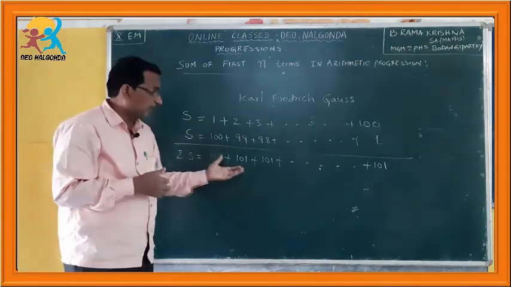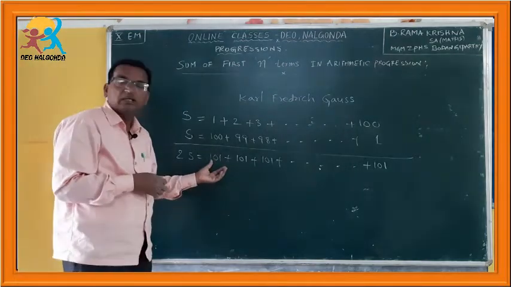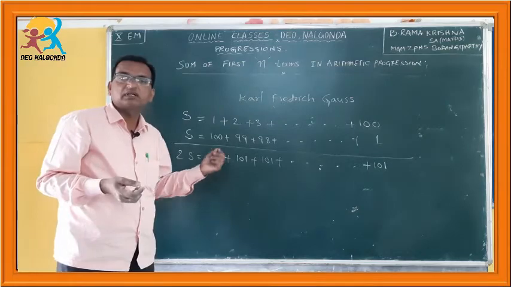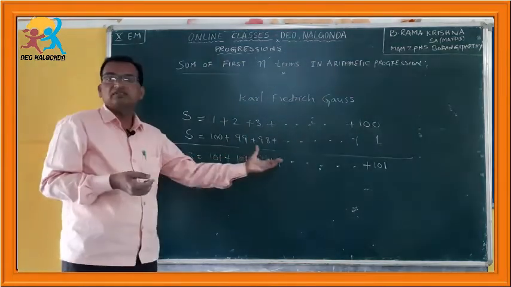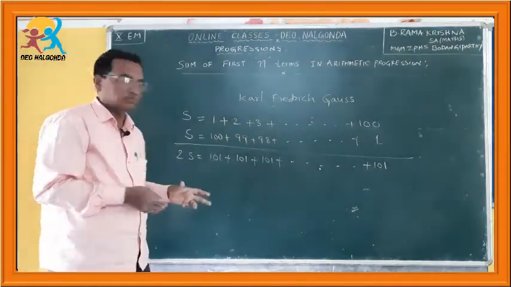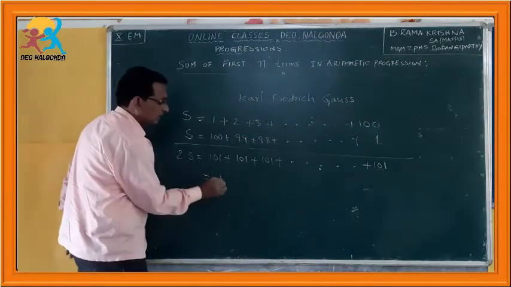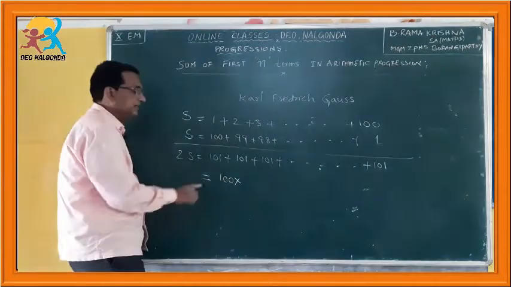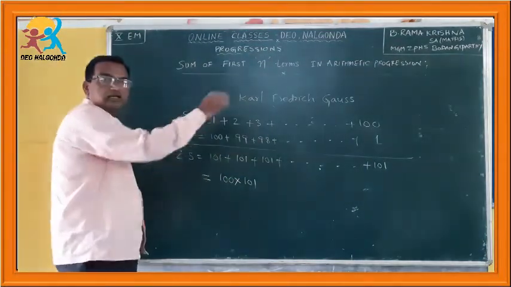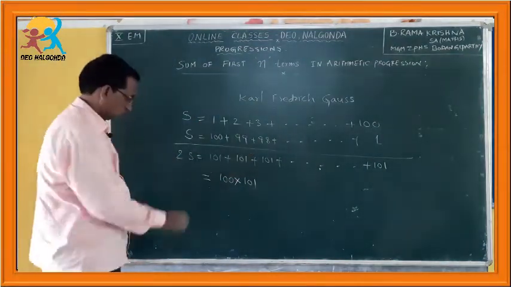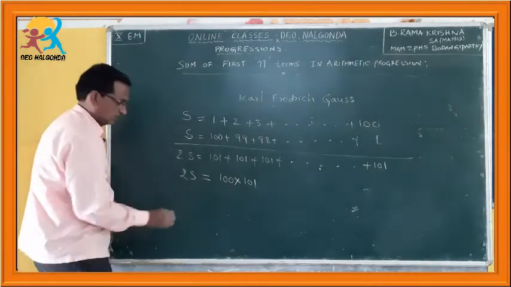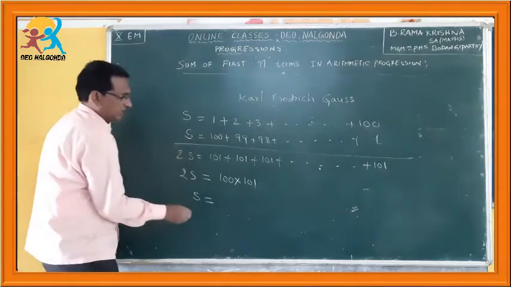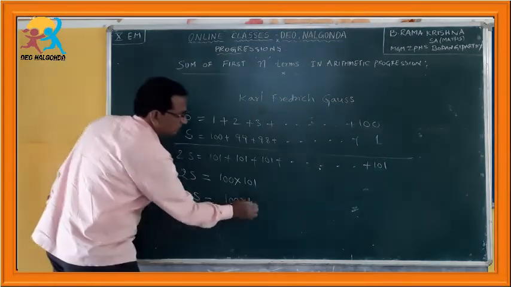How do you add this? This is nothing but repeated addition, and repeated addition is nothing but multiplication. How many times is it repeated? 100 times. Therefore anybody should be able to write 100 into 101 as the sum of this. So this is 2S, but I want S only, not 2S. Therefore S is equal to 100 into 101.